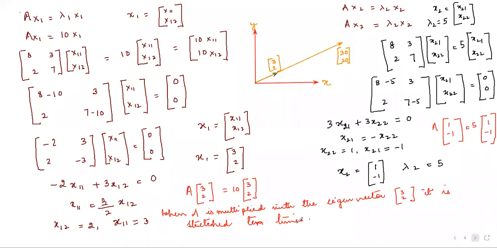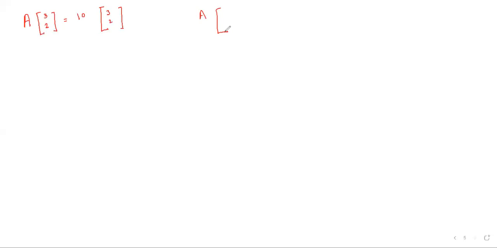So we have two things. One is A x1, which is 3, 2, equal to 10 times 3, 2. And the next one is A times 1 minus 1, equal to 5 times 1 minus 1. So we have solved an eigenvalue problem, and let us now look at comprehensively what it means.